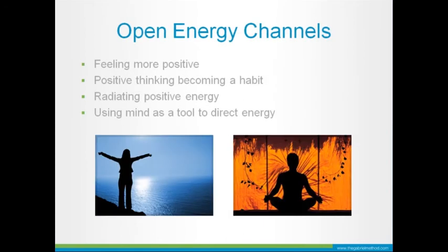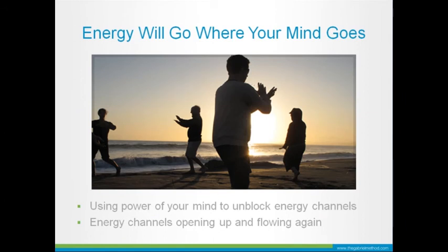There's a couple of different ways we can open up our energy channels, and we've been doing them already over the last couple of months. One of them is feeling more positive, developing the habit of positive thinking, of clearing out negative emotions, radiating positive energy, and then you can use your mind literally as a tool to direct energy. So what they've discovered in Eastern medicine is energy will go wherever your mind goes. So when we do these meditations where a ball of light is going up and down your spine or to different areas of your body, and energy is flowing through there, you're actually using the power of your mind to unblock your energy channels. When we're doing these visualizations where there's a column of light protecting you, so that you're feeling less stress and more confident and more protected, your energy channels are opening up and they're flowing again.